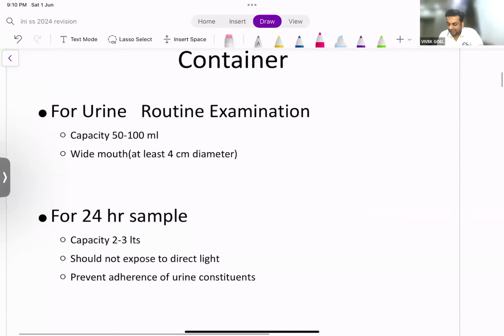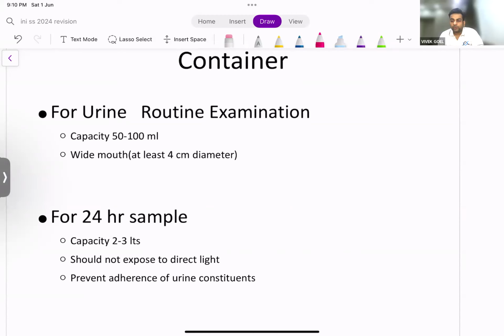Now, how do we collect the urine? For urine you must collect in a wide-mouthed container, at least having a capacity of 50 to 100 ml, and for 24-hour collection, of course, a capacity of 2 to 3 liters. Okay, and you must not expose it directly to sunlight, and you must prevent adherence of the urine constituents.